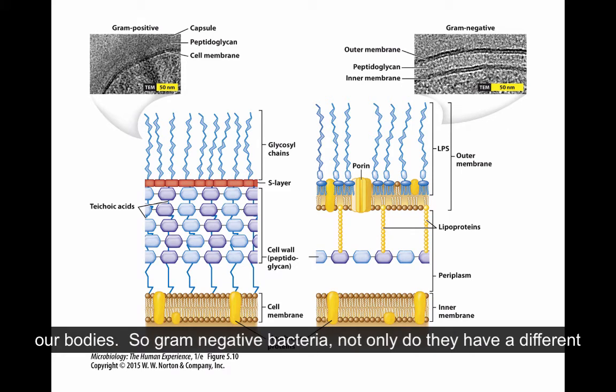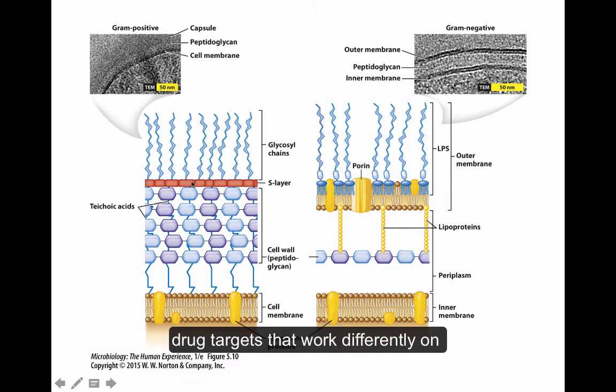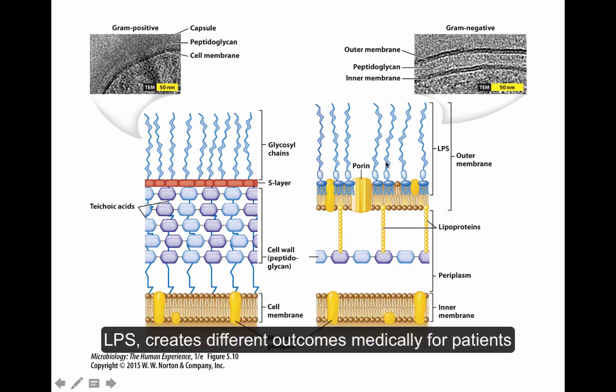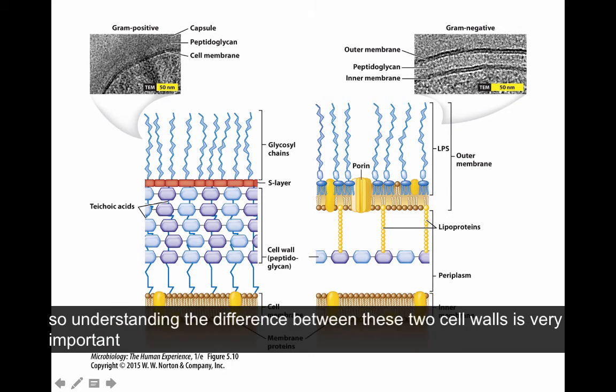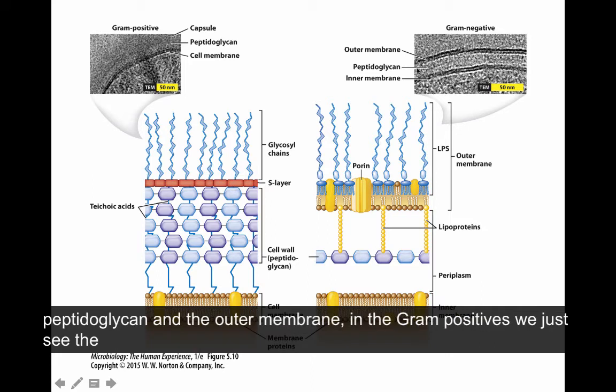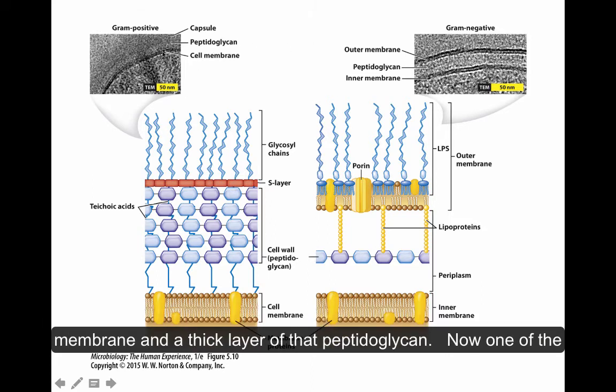And so gram-negative bacteria, not only do they have different drug targets that are going to work differently on them, but the presence of this outer membrane and this LPS creates different outcomes medically for patients. So understanding the difference between these two cell walls is very important. Here in the EM picture, you can kind of see that. So we have the inner membrane, we have this peptidoglycan, and this outer membrane. In the gram-positives, we just see the inner membrane and a thick layer of that peptidoglycan.